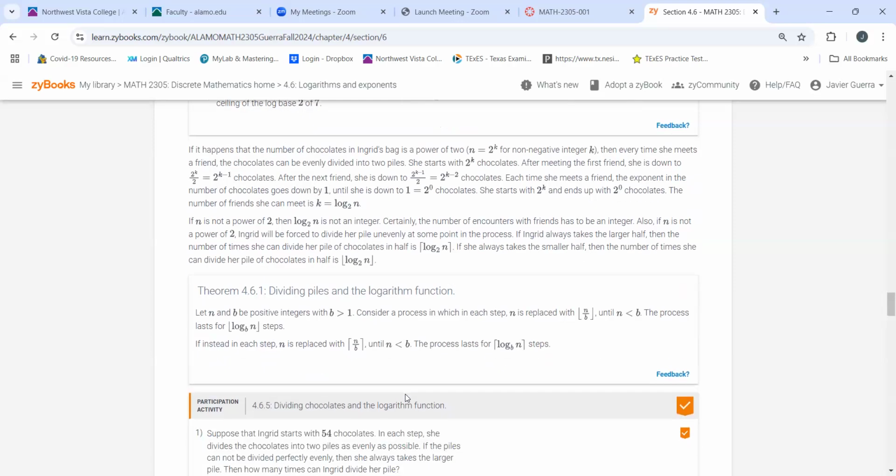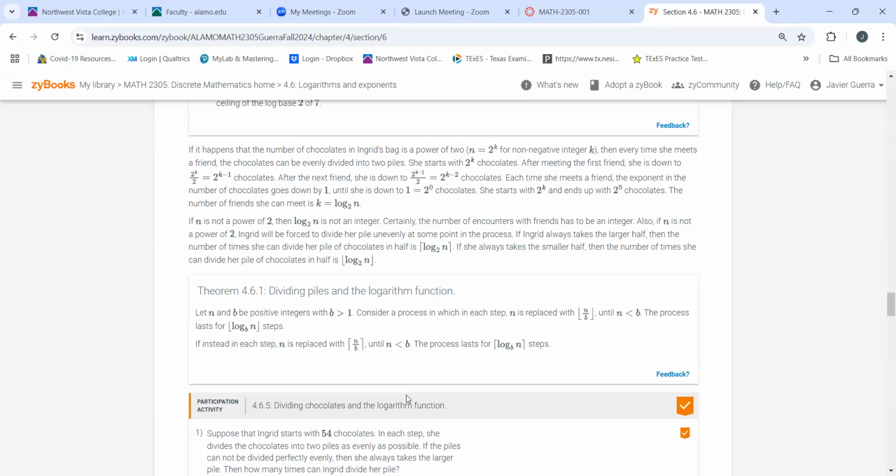So there's a theorem that corresponds to that event. Let n and b be positive integers with b being greater than 1. Consider a process in which in each step n is replaced with n over b, with the floor, until n is smaller than b. The process lasts for floor of log base b of n steps. If instead in each step n is replaced with n over b with the ceiling until n is smaller than b, the process lasts for ceiling of log base b of n steps.